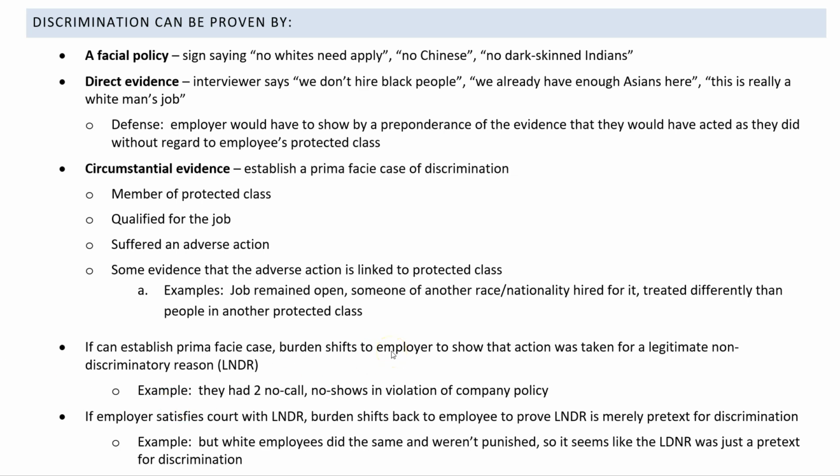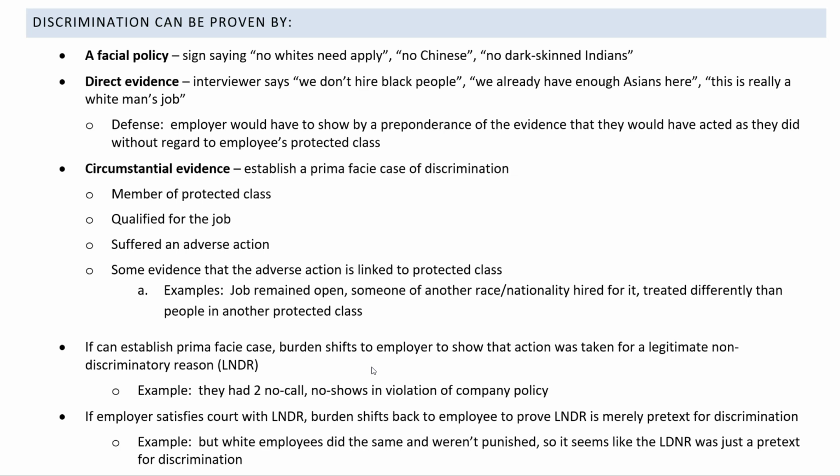If I can establish a prima facie case, then we have this burden shifting framework in the United States under Title VII. The burden shifts. The initial burden is with the employee to establish this prima facie case. If they do so, the burden shifts to the employer to show that the action taken was for a legitimate, non-discriminatory reason. And we can abbreviate that to LNDR, and we might do that going forward in the chapter.